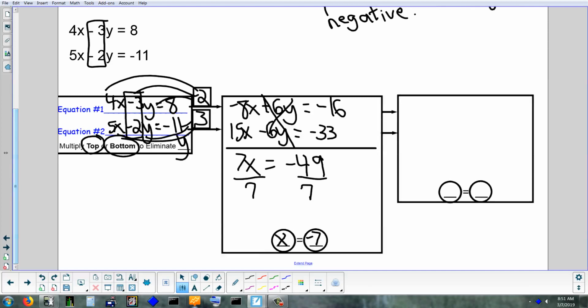What are we gonna do? What do I do now? It's been the same all week. Yusuf. Plug in -7 for x. Okay, which equation do you want to use? I guess the first one. Let me use the top one, so tell me what to write. So 4, yeah, parentheses -7, perfect. Minus 3y equals 8. Nice. Very good.